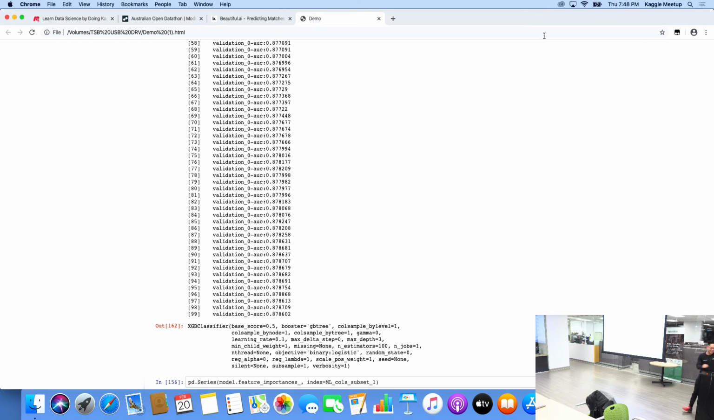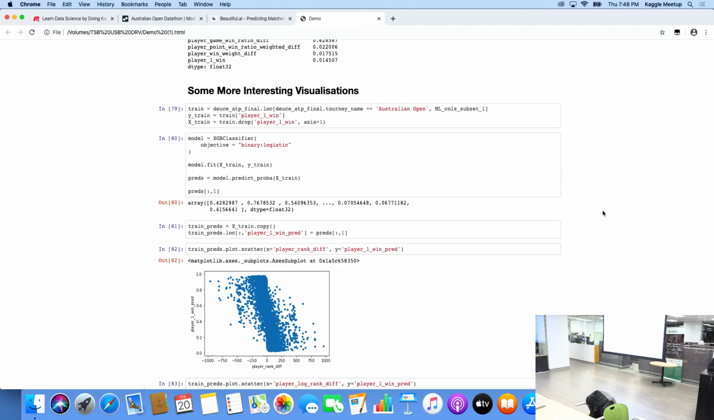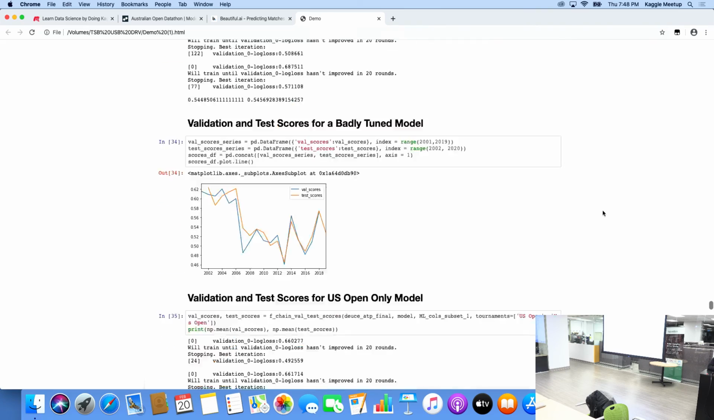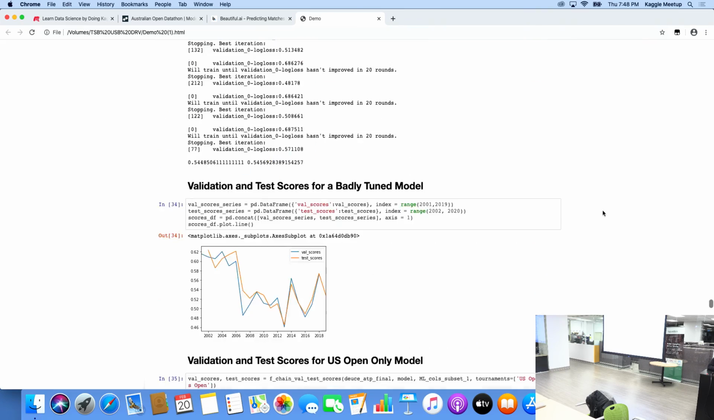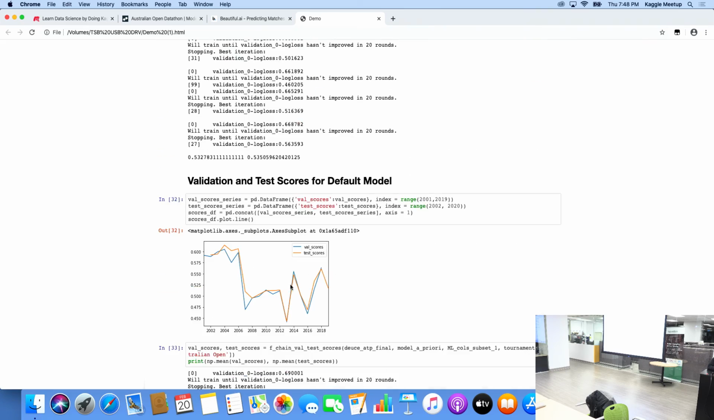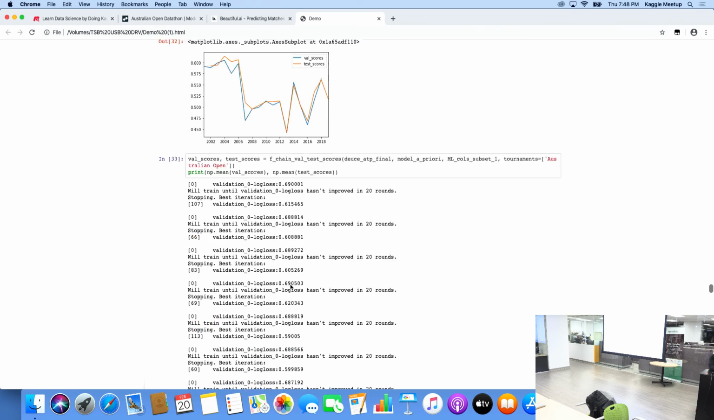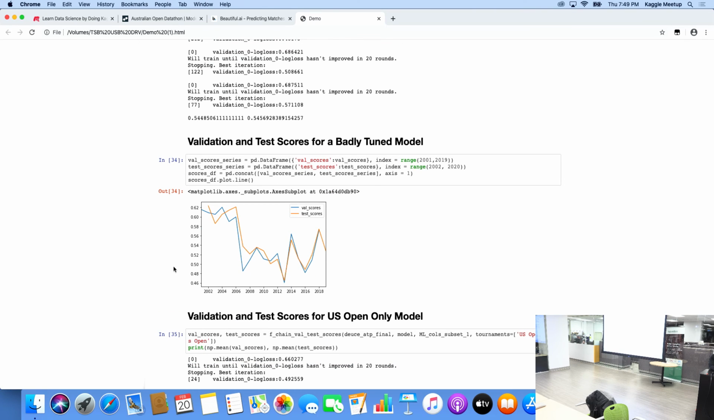I will place another piece of evidence on the table, which is the test and validation scores for the Australian Open only data. As you can see, they're moving really closely in sync, meaning that our validation strategy is probably working. You can see another example where with a different model, which is potentially overfitting, they're not moving in sync as well.